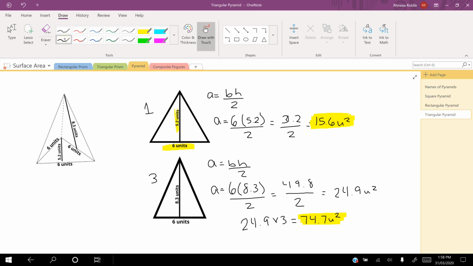So now we can go ahead and add them all up to find the total surface area of this pyramid. So the surface area is going to be 15.6 plus 74.7. And we can go ahead and add those 2 numbers up. And we're going to get 90.3 units squared as our total surface area for this triangular pyramid.